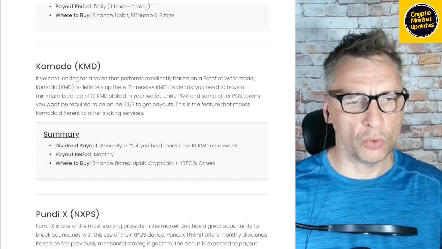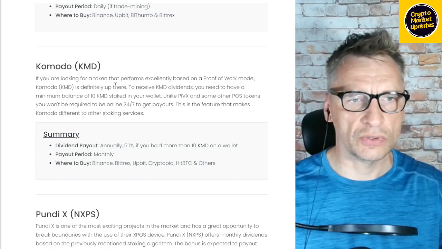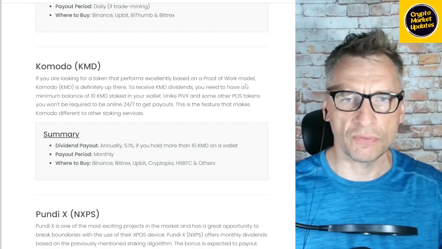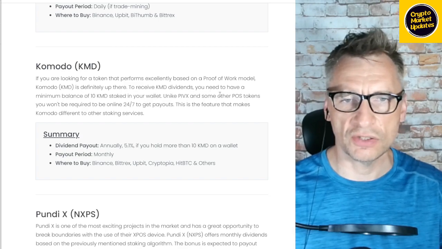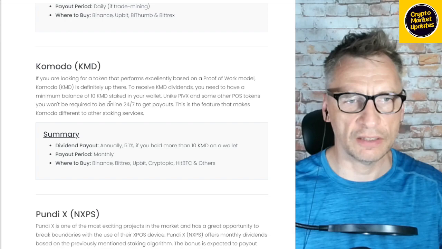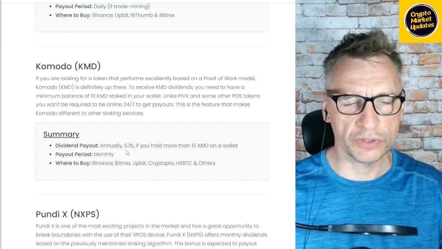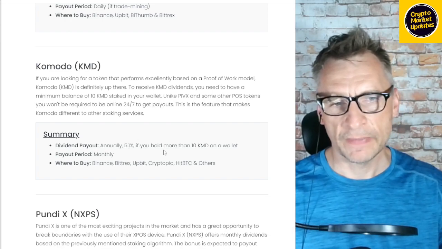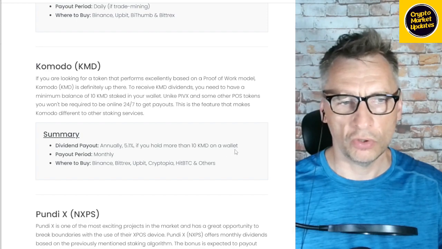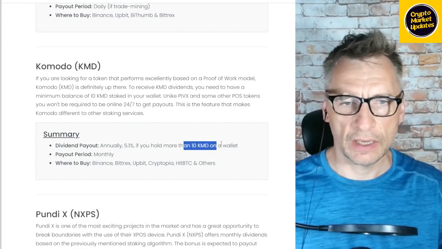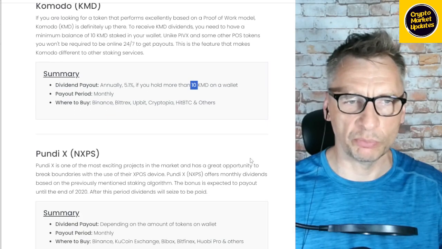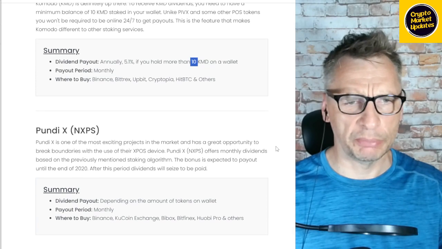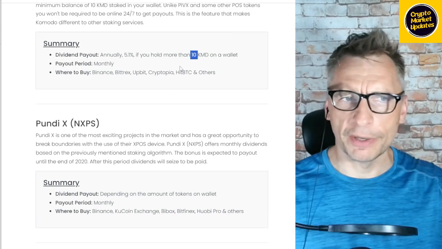And then there's Komodo. If you're looking for a token that performs excellently based on the proof of work model, Komodo is definitely up there. To receive KMD dividends, you need to have a minimum balance of 10 Komodo staked. Annual return is 5.1% if you hold more than 10 Komodo in a wallet, obviously. 5% on 10 Komodo would be like half a Komodo token. That would be a bit ridiculous. So I don't know how much these tokens are.